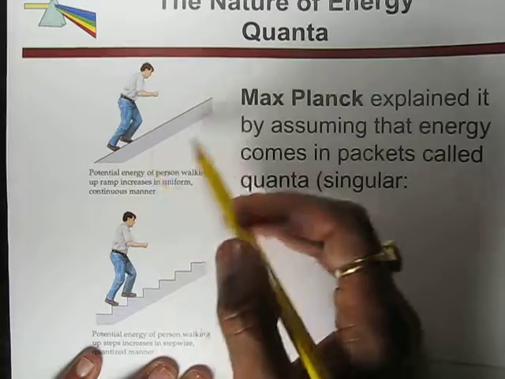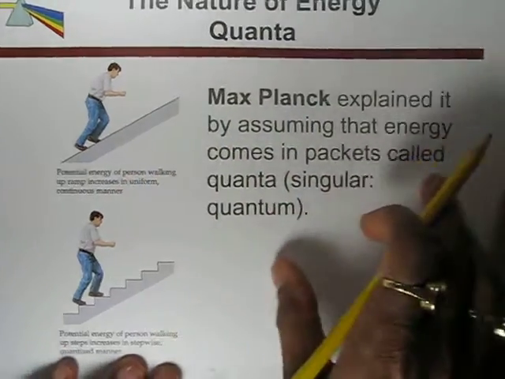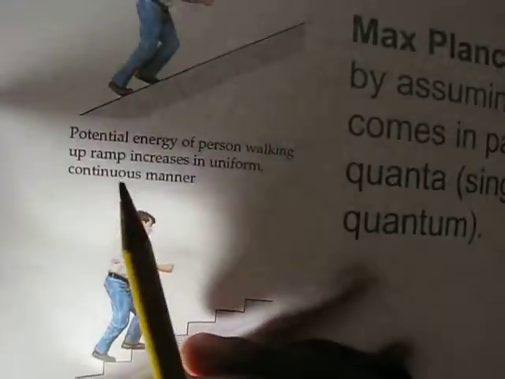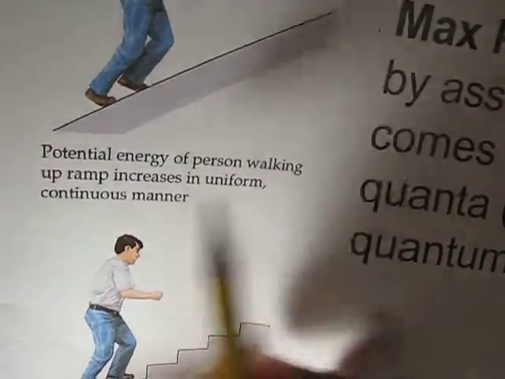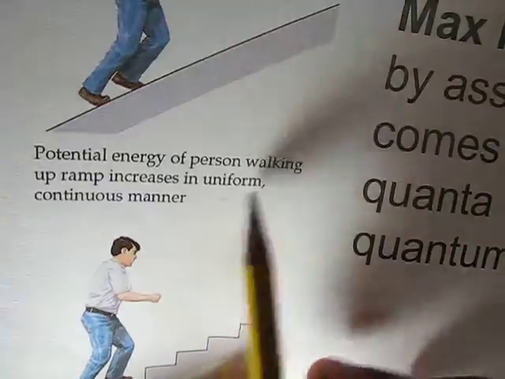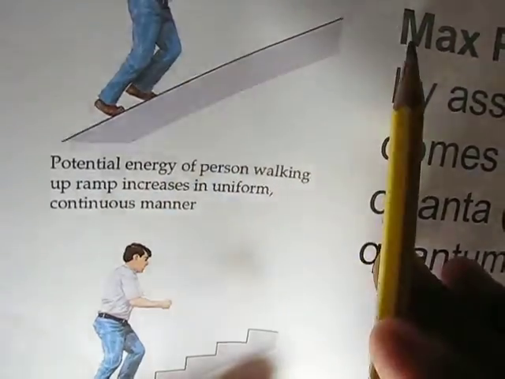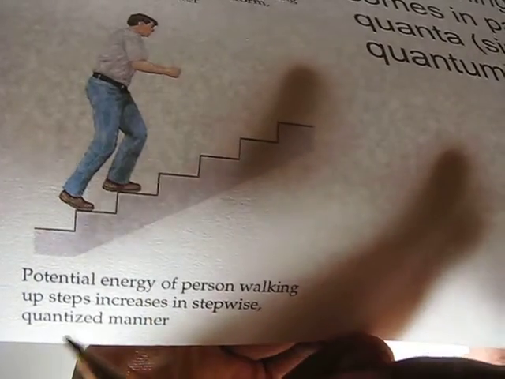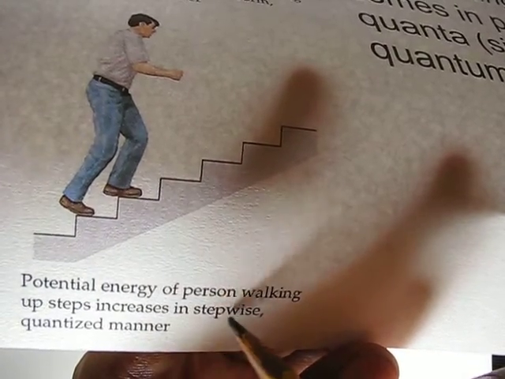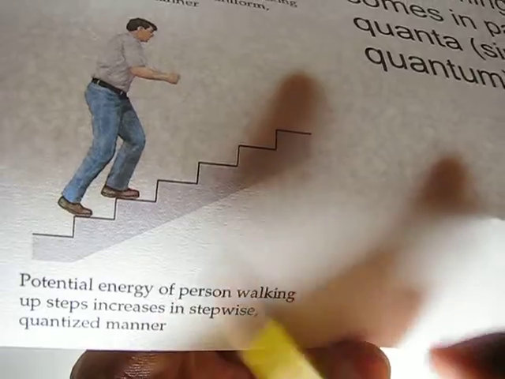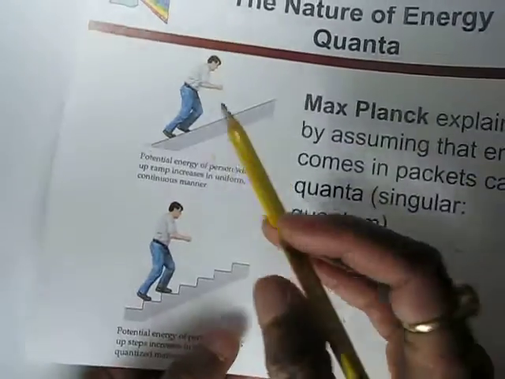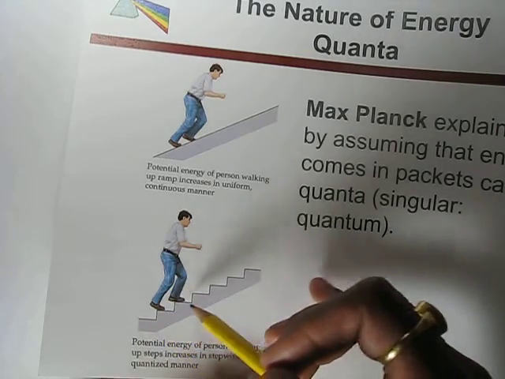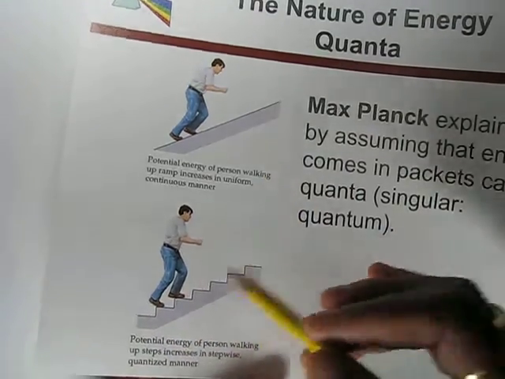So for example, if we are going upstairs, we go one stair at a time. You can see it's written: potential energy of a person walking up a ramp increases in a uniform, continuous manner, compared to the potential energy of a person walking up stairs, which increases in a stepwise, quantized manner. So the potential energy of this person is increasing continuously, and here the potential energy of the person is increasing in a quantized manner.